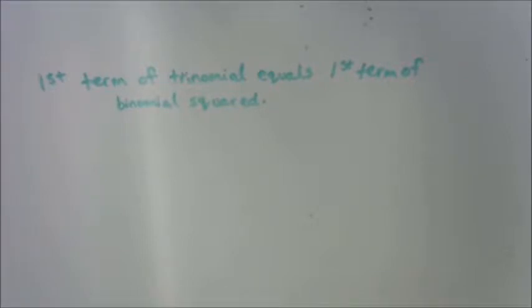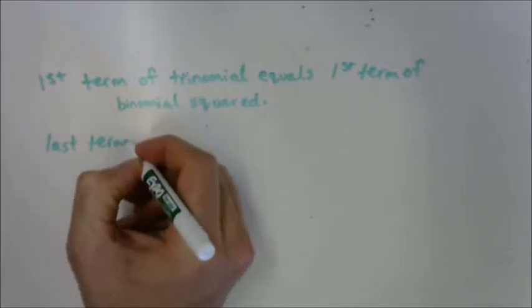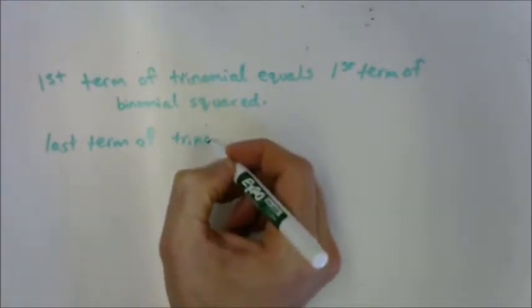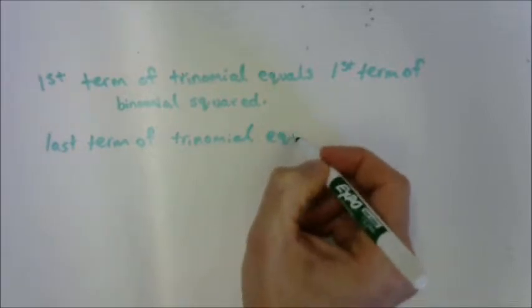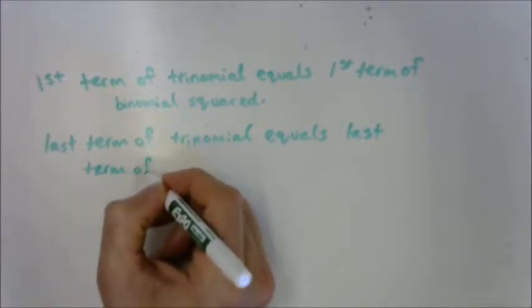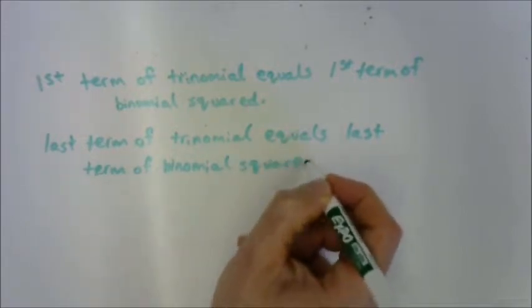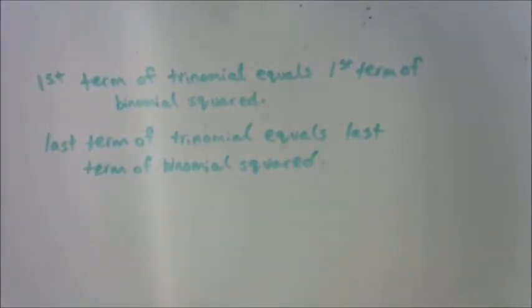Good. How is the last term in each trinomial related to the last term in each binomial? Same rule. Last term of trinomial equals last term of binomial squared. So we're noticing some patterns. But now in the trinomial we still have that middle term. Where does that come from? How is the middle term in each trinomial related to the terms in the binomial?